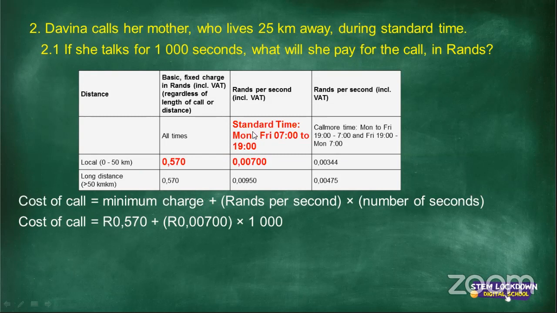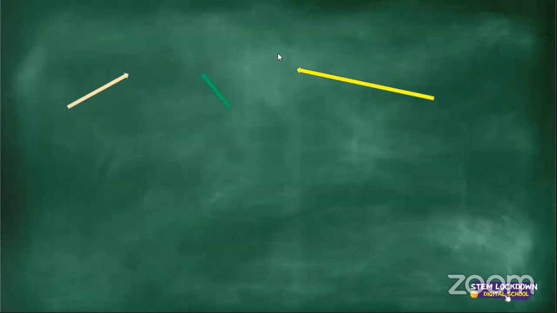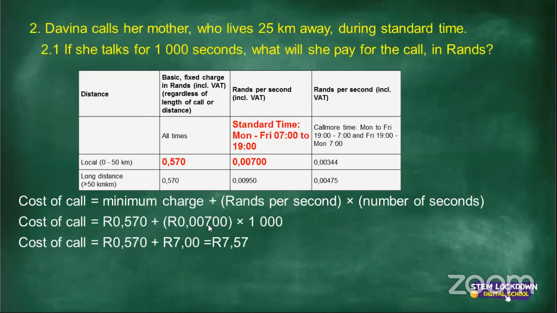Why did I choose the standard time, Monday to Friday? They indicated in the question that the call happens during standard time. And why did I take the values here? Because the mother lives 25 kilometers away, which is a local distance. It's within this 0 to 50 kilometers. That is why we are working with these values. So it's 0.570 plus 0.00700 multiplied by 1,000, which is the number of seconds they spoke for on the call. You work out your calculations. So the cost of the call would be 7 rands 57 cents.